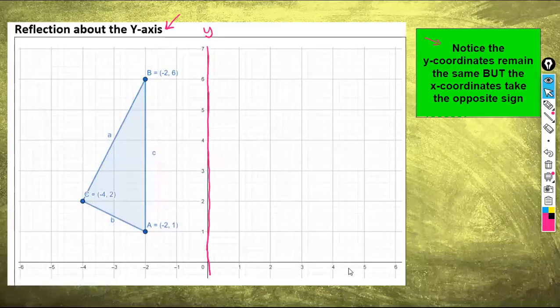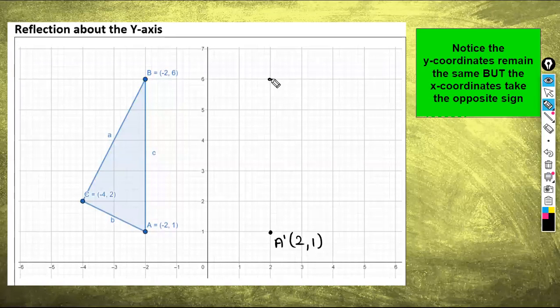Right? And let's see. Remember, point A, remember the vertical line is the mirror. So he's how many blocks away? 1, 2. So on the other side, he'll be 1, 2. He becomes A prime, and his point is 2, 1. B is how many blocks away? 2 also, 1, 2. So on the other side, it will be 1, 2. His coordinates are 2, 6. C, 1, 2, 3, 4. On the other side, it will be 1, 2, 3, 4. And look at his coordinates. 4, positive 2.